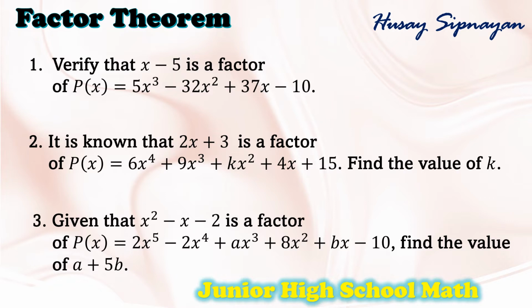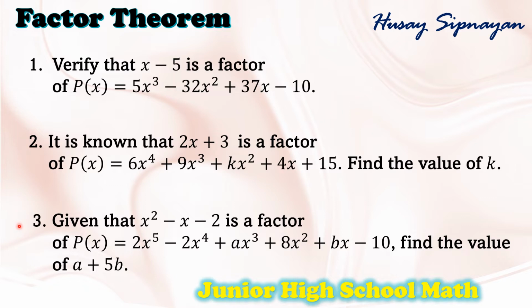Number 1, verify that x minus 5 is a factor of p of x equals 5x cubed minus 32x squared plus 37x minus 10. Ang number 2, it is known that 2x plus 3 is a factor of p of x equals 6x to the 4th power plus 9x cubed plus kx squared plus 4x plus 15. Find the value of k.